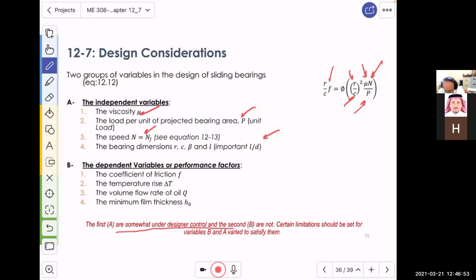So in summary, we say that A are somewhat under the design or the designer's control, while B are not. So certain limitations should be put on variable B. By the way, I like this word limitation very much in design. Why? Because designers may think that I own the entire universe. I can make my design from scratch. But the truth is not. Like, for example, when you say the sky is your limit, what are you going to talk about temperature, huh? From 0 to 10 million?